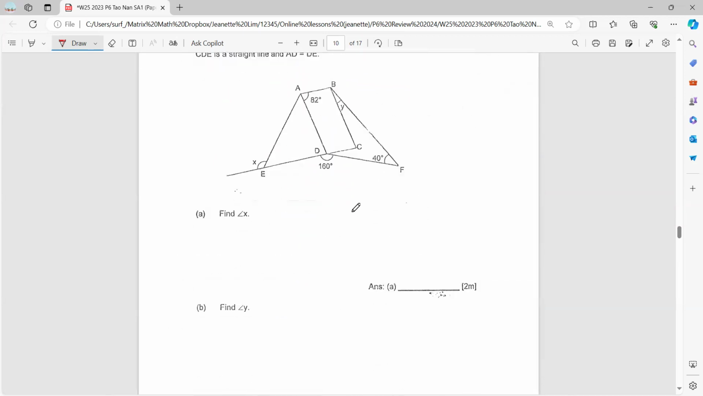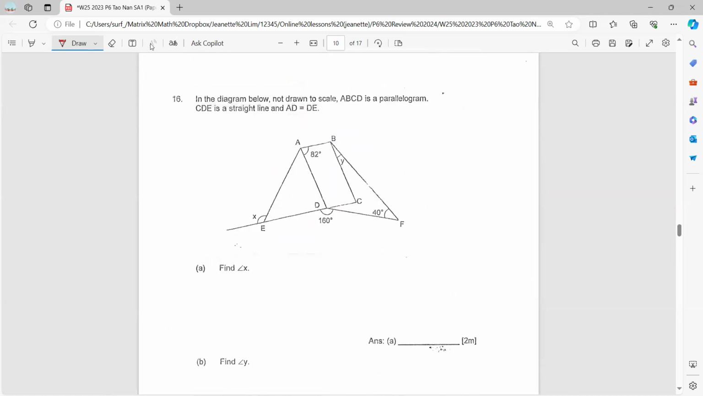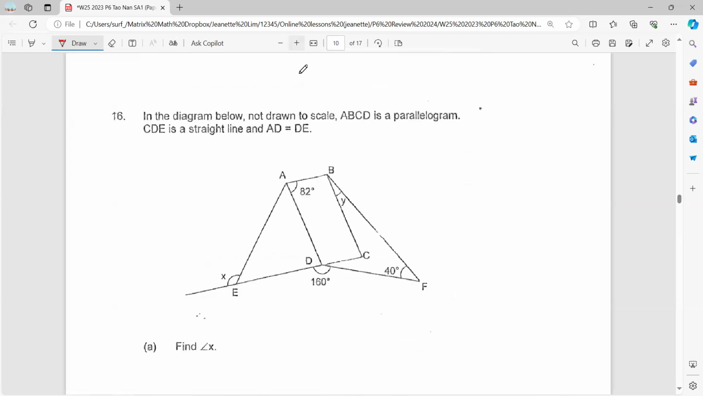Okay, question 16. In the diagram not drawn to scale, ABCD is a parallelogram. You have a straight line CDE and AD equals DE. Let's mark it out. AD equals DE. So take note that they said there's a parallelogram. Parallelogram is very useful because you have parallel lines, and with parallel lines you can apply a few different angle properties.